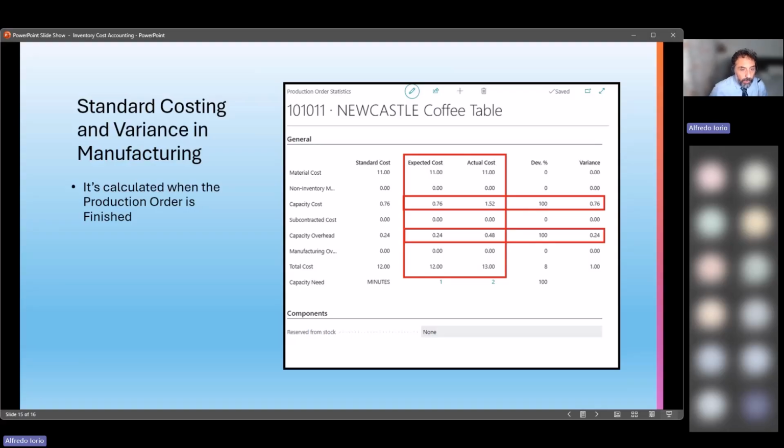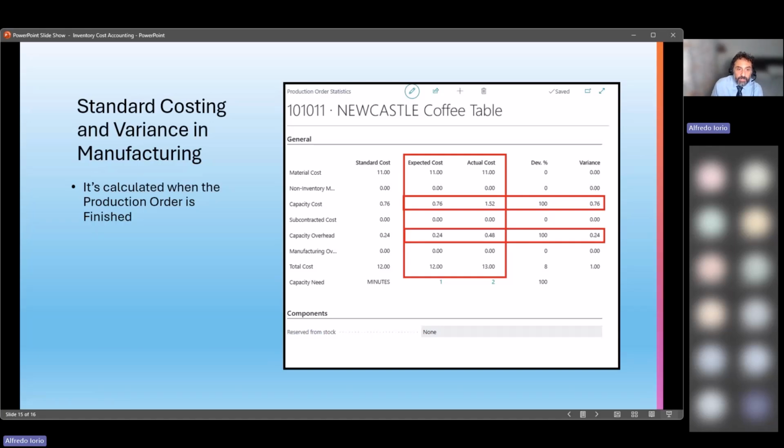So here is an example of standard costing manufacturing variance. It's calculated when the production order is finished. But on the production order statistics page, Business Central shows you the variance. And you can see this is an example of a production order that we will use in a moment in the live demo, where I have variance on capacity cost and capacity overheads, where I essentially doubled the amount of my cost, just to give you an example, right? This is an unlikely scenario where we have double the capacity cost, but I just wanted to show you how it works.